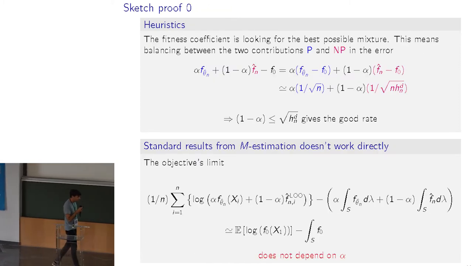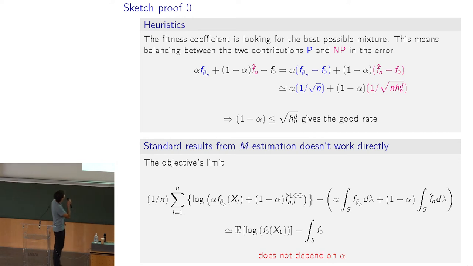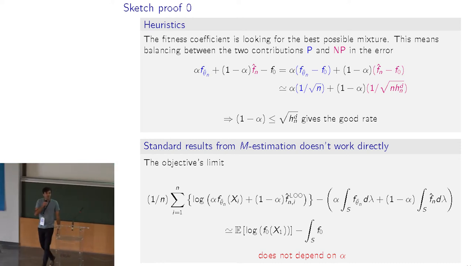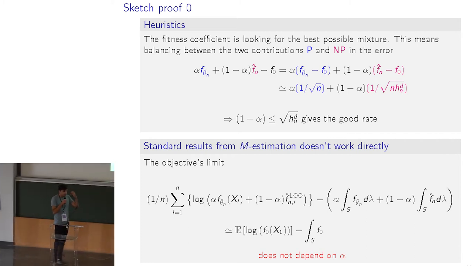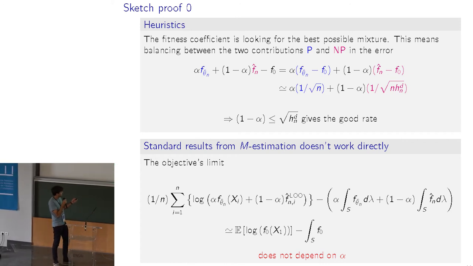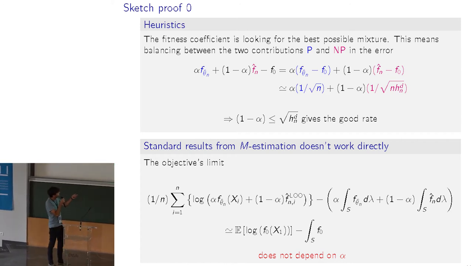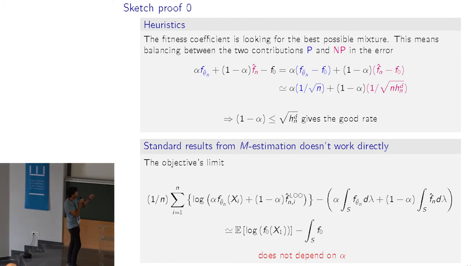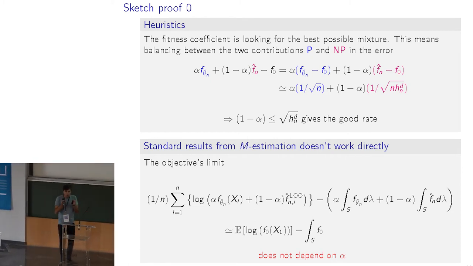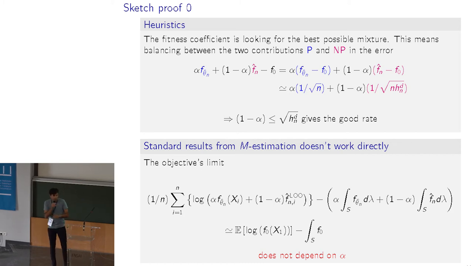So a few words about the proof of that. First of all, I would like to give a heuristic, because the heuristic is meaningful also to understand our conjecture about the power of the test. In fact, I have considered the competition between parametric and non-parametric. What alpha is doing when you select it is making a compromise between the error made by the parametric and the error made by the non-parametric.